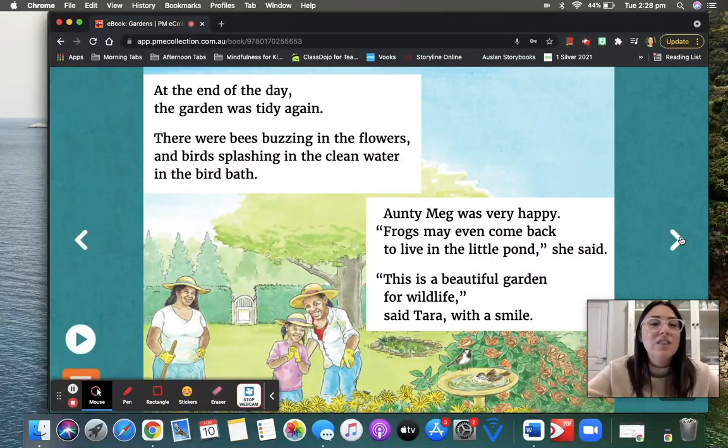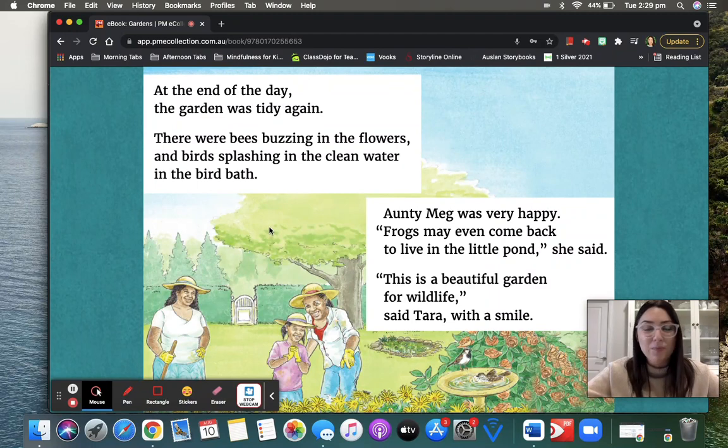At the end of the day, the garden was tidy again. There were bees buzzing in the flowers and birds splashing in the clean water in the bird bath. Auntie Meg was very happy. Look, I can see them happy. Can you see those speech marks?